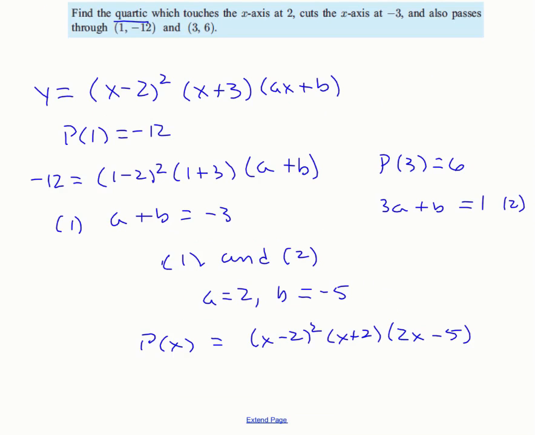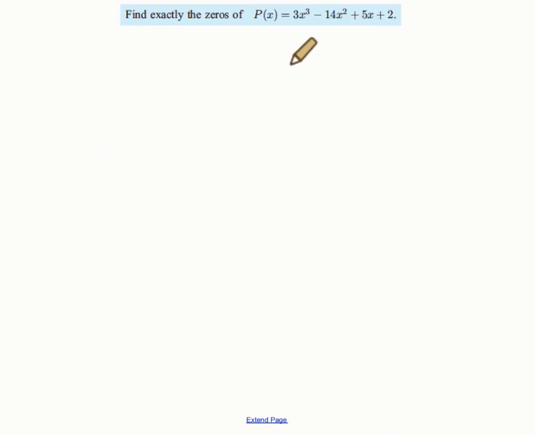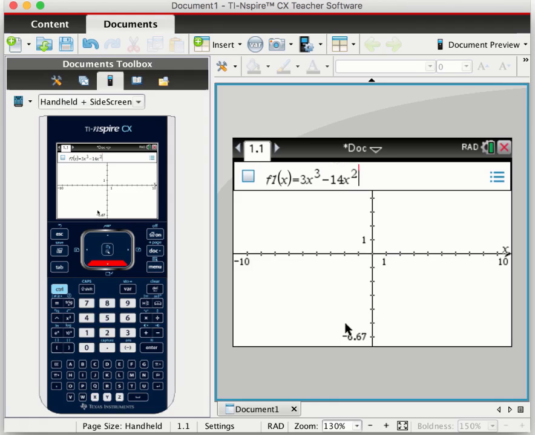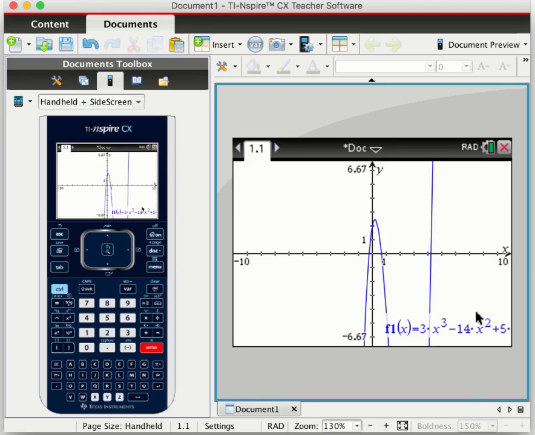For general polynomials, and we get to use our graphing calculator here, find exactly the zeros. It says exactly, so we have to be careful of this polynomial. So let's go ahead, crank out our calculator here, and we're going to enter in 3x cubed minus 14x squared. Make sure you get back down out of the exponent, plus 5x plus 2. Let's see what's going to happen here.